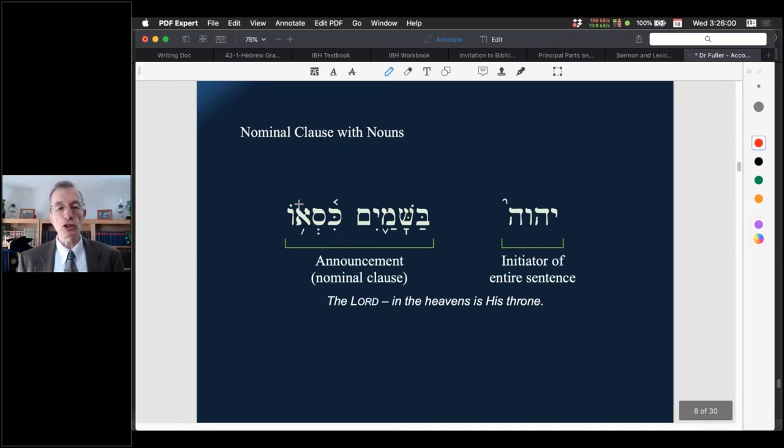If you didn't have his throne here and just said the Lord is in the heavens, again, it'd be a nominal clause. This word would not be in preoccupation or casus pendens if you did that. But once you put that pronoun referring back, now you've created the casus pendens and so forth. So this is more emphatic, okay?